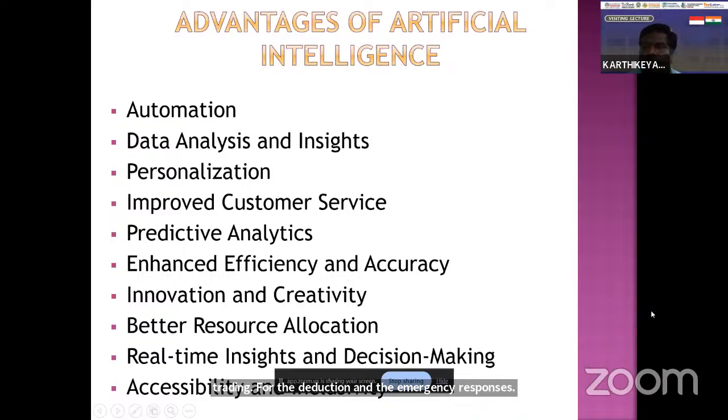And the last advantage is accessibility and inclusivity. Accessibility and inclusivity is nothing but we can improve accessibility for people with disabilities by providing assistive tools and technologies such as speech recognition, text-to-speech conversion, and computer vision systems, etc. So these are the advantages of AI.